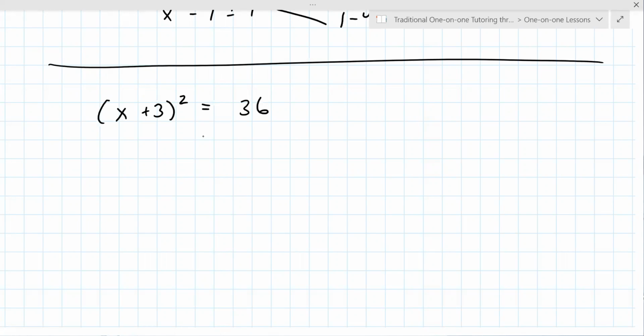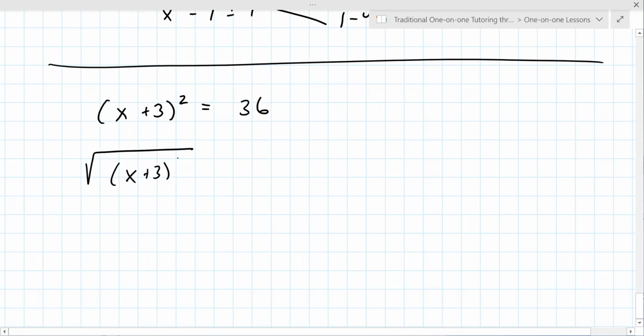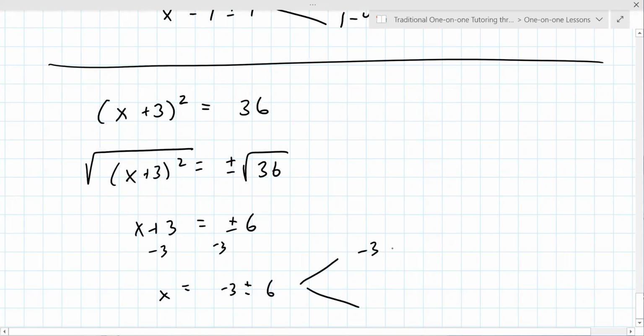-9 and 3. Yeah, so you end up square rooting both sides. x plus 3 equals plus or minus the square root of 36, so x plus 3 equals plus or minus 6. You subtract 3 from both sides. It's minus 3 plus or minus 6, which is minus 3 plus 6, minus 3 minus 6: 3 and -9.